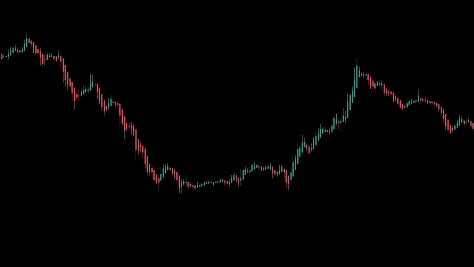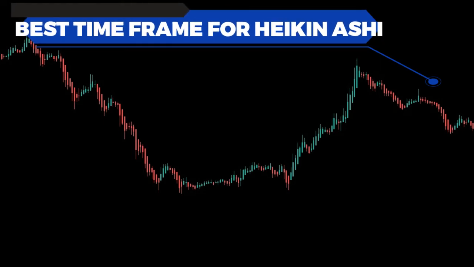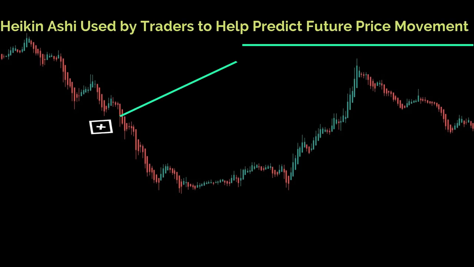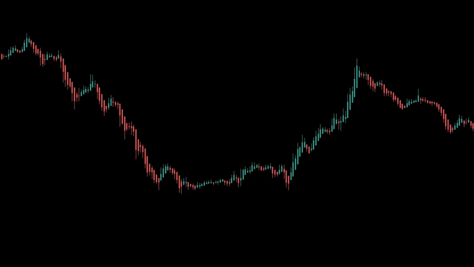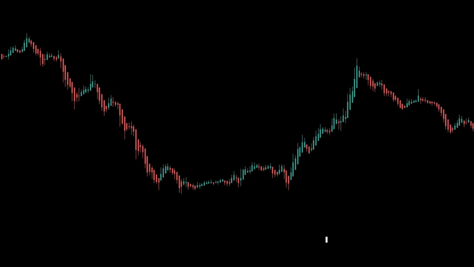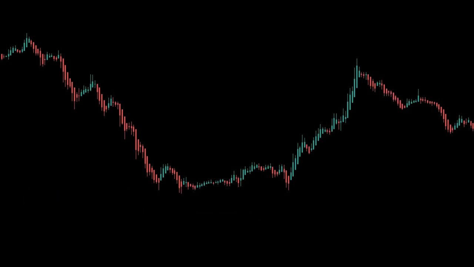Now let's look out for the best time to use Heikin-Ashi charts for trading. Heikin-Ashi charts are a type of candlestick chart that is used by traders to help predict future price movement. Heikin-Ashi charts are different from regular candlestick charts because they filter out some of the noise in the market and smooth out price action. This makes it easier for traders to identify trends. Heikin-Ashi charts can be used on any time frame, but they are most commonly used on the hourly or daily time frame. When using Heikin-Ashi charts for trading, it is important to wait for a signal before entering a trade.